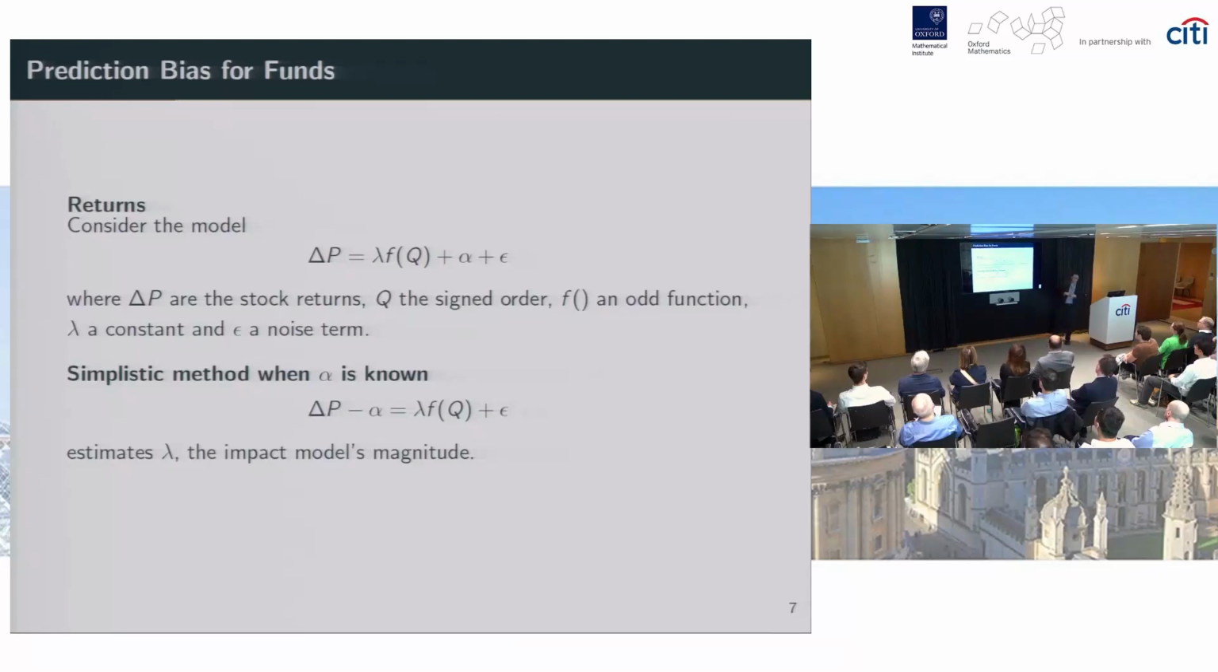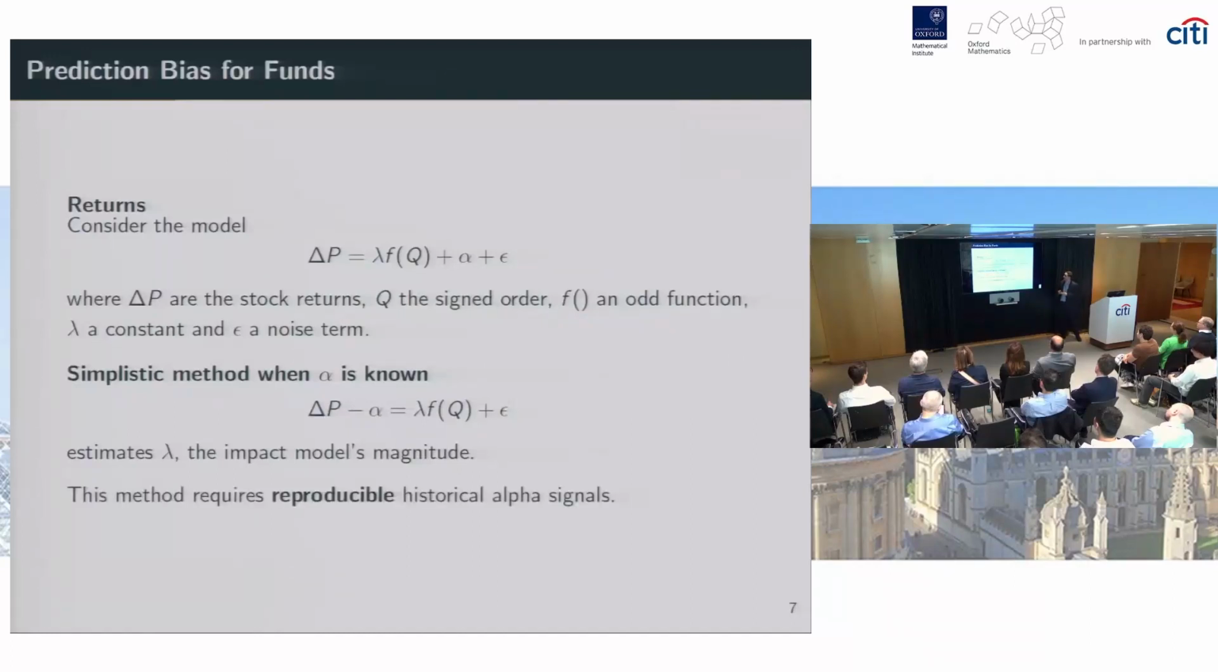And then alpha is my predictor of the price. Could also be a function of all kinds of features, news data, events, earnings, all these kinds of things. And then again, some noise. If you knew alpha, then you could fit impact in a bias-free way. You just compute alpha-adjusted returns, do a linear regression, and that would give you your impact model, and there would be no prediction bias.